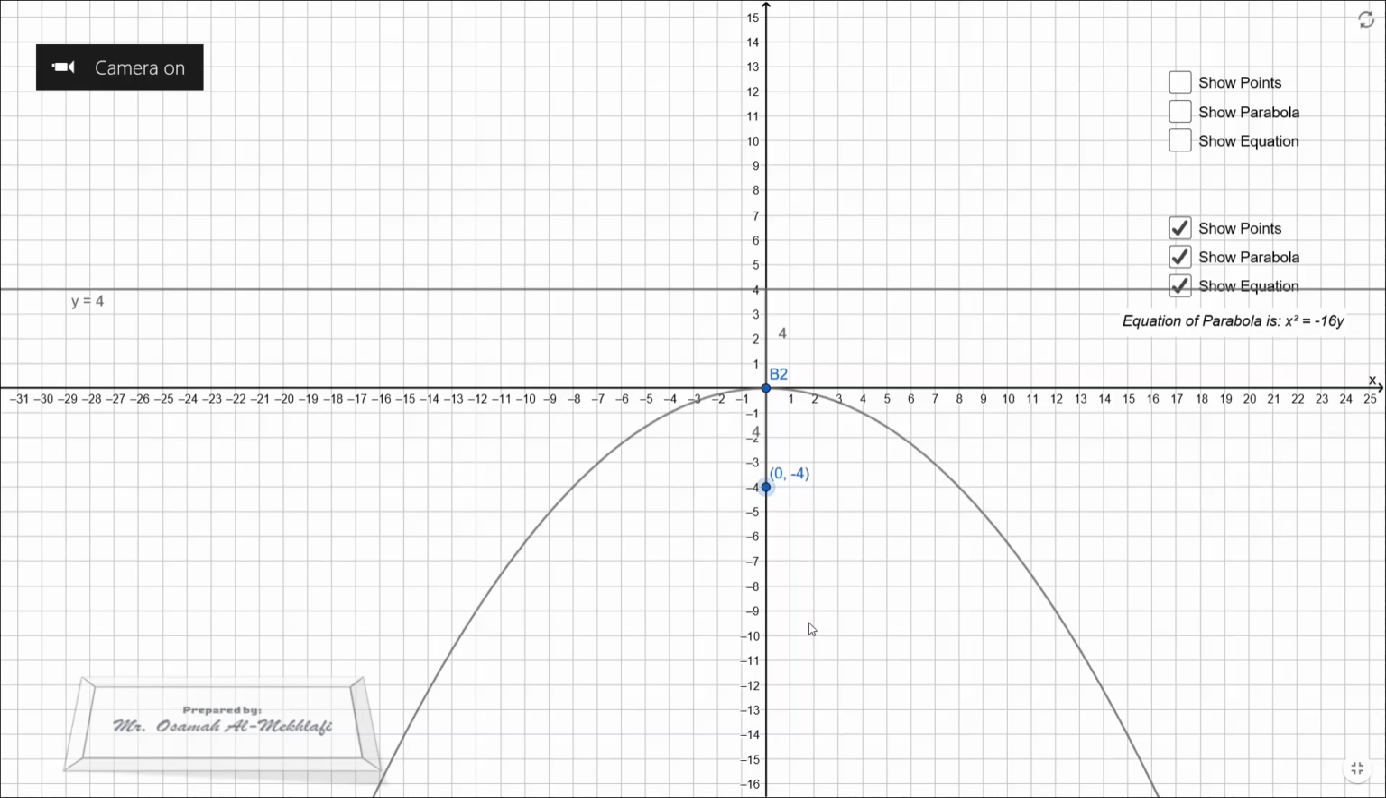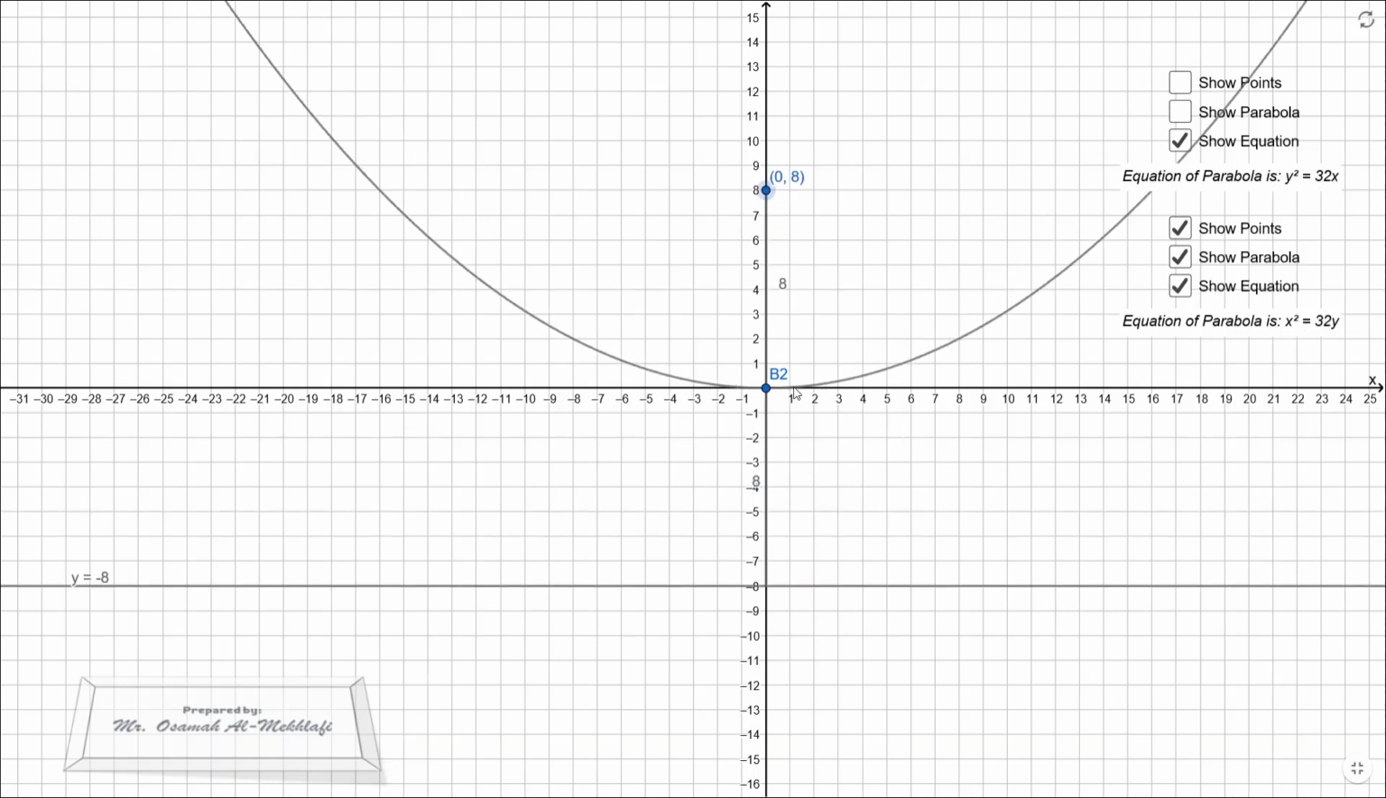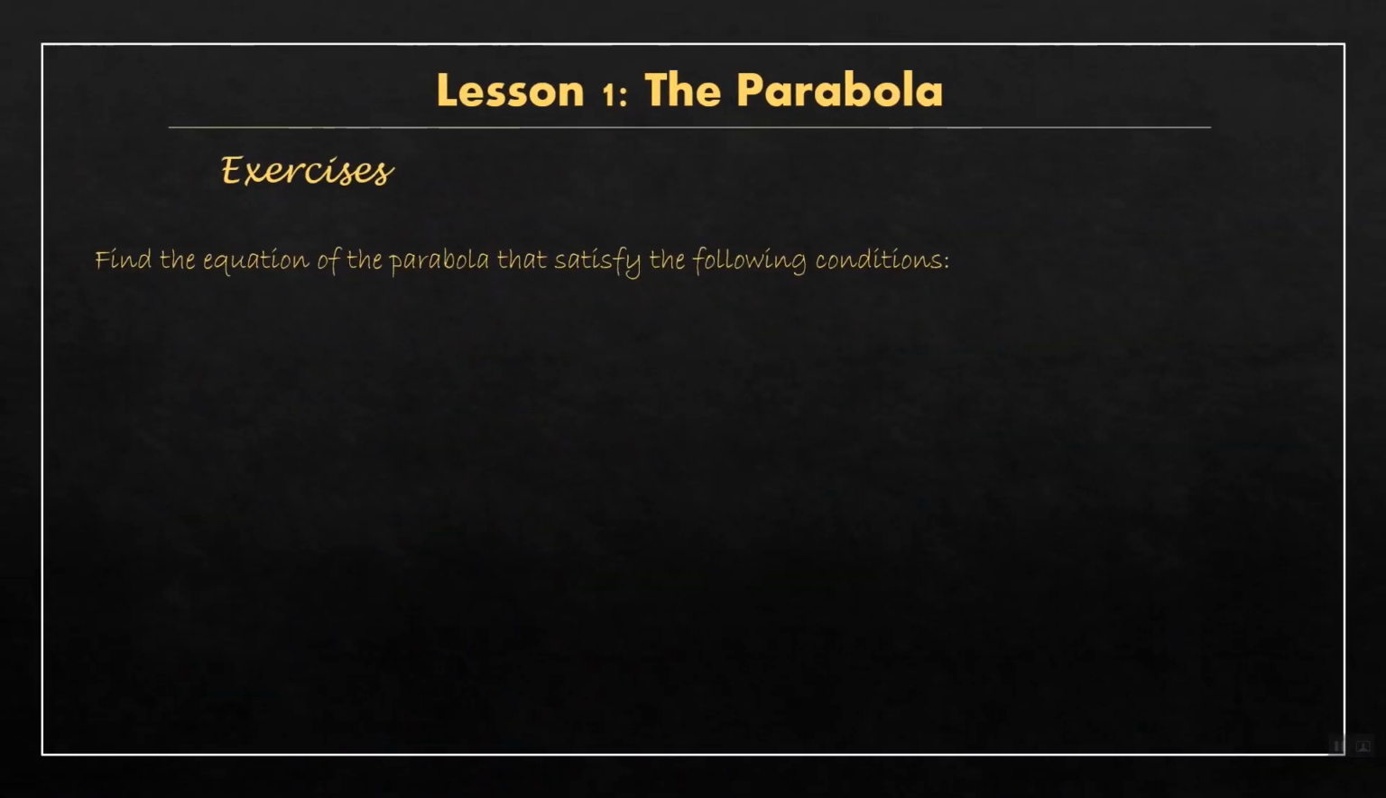Just to show you the equation of the parabola here. They're going to give us some givens, and they want the equation of the parabola. So find the equation of the parabola that satisfies the following conditions. The first one: the vertex is (0, 0), and the focus is (0, 6).